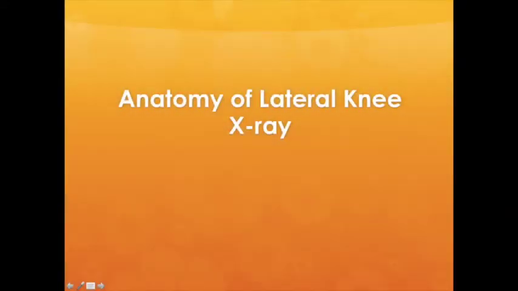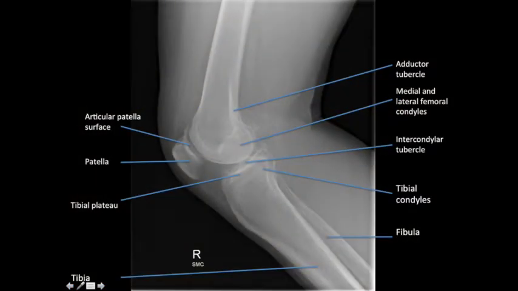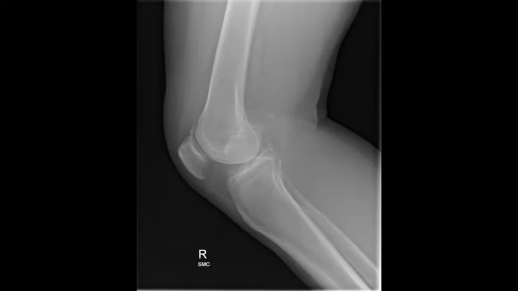Now we will take a look at the anatomy of a lateral knee x-ray. First you can see we have the articular patellar surface, the patella itself, tibial plateau, the tibia, the fibula, the tibial condyles, the intercondylar tubercle, the medial and lateral femoral condyles superimposed, and the adductor tubercle. Now see if you can have a go at labelling the anatomy.